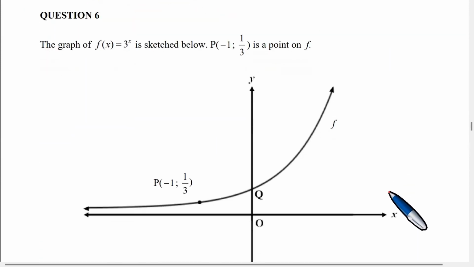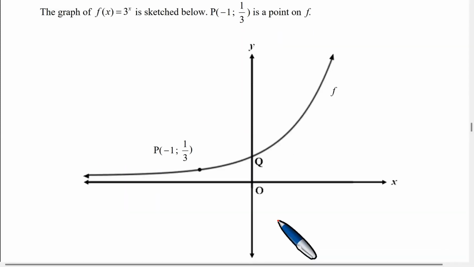Let's look at this one now. They've brought some graphs in the Gauteng paper. We're looking at the Gauteng papers now. Right, and now we have a graph here that is of the exponential type, because it is f of x equals 3 to the power x. It is an increasing function because the base is 3. The point P with coordinates minus 1 and 1/3 is a point on f. There it is.